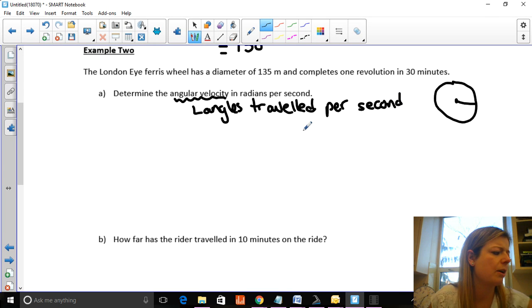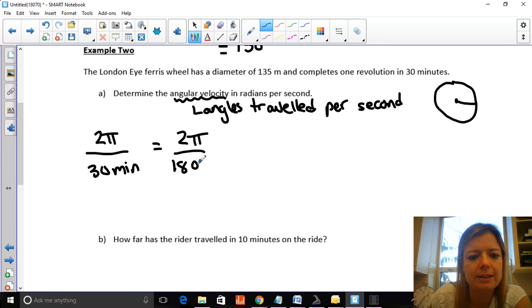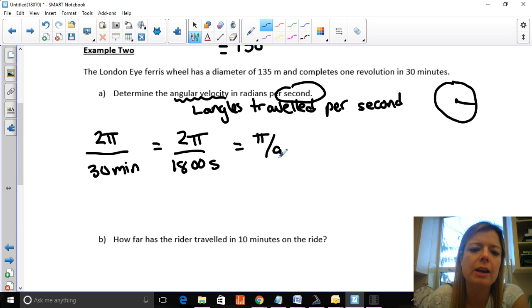So you have to think about, well, you know that it takes one revolution in 30 minutes. So one revolution is 2 pi radians per 30 minutes. So that means that you have 2 pi over 1800 seconds, because notice it said per second. So then you just put that into lowest terms, which is pi over 900 radians per second.